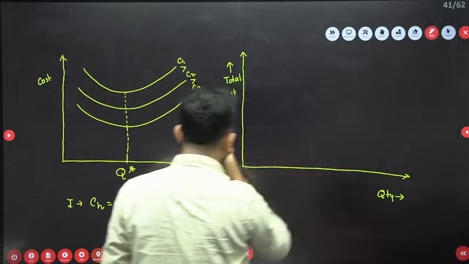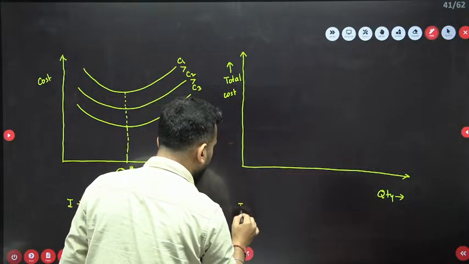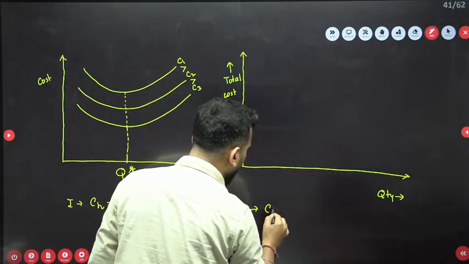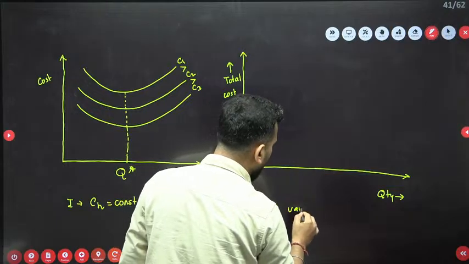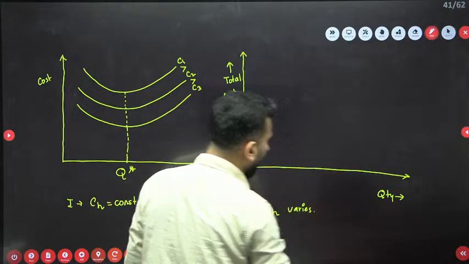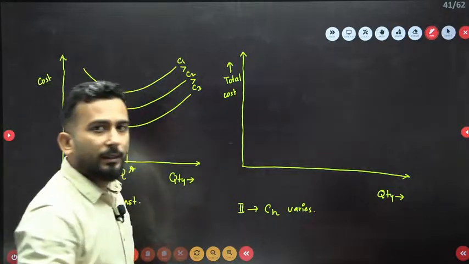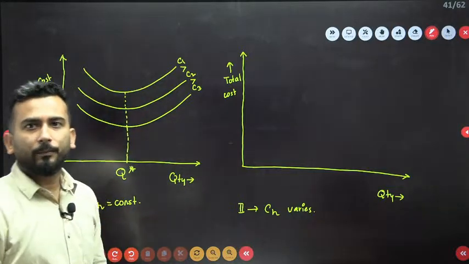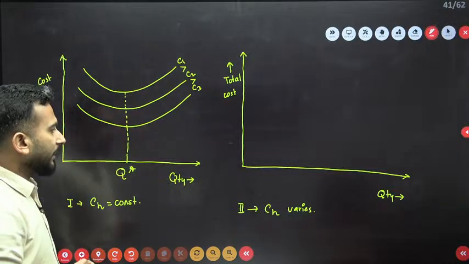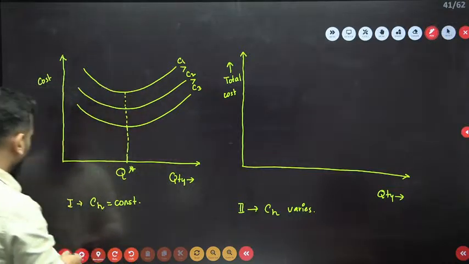So now what we are drawing is what happens when your CH varies. When CH varies, I will show you.